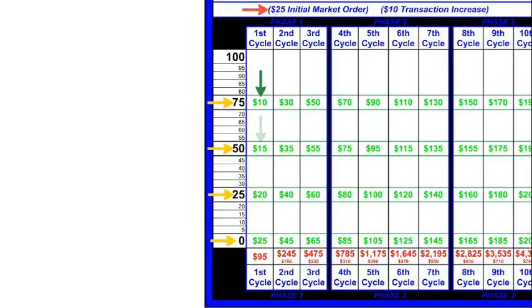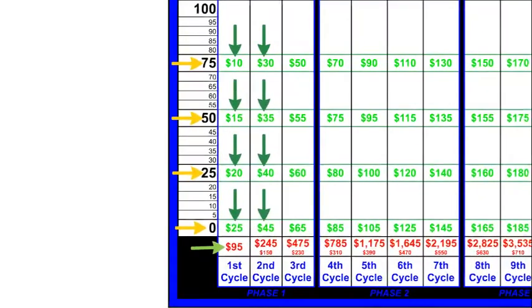So if you add up 25, 10, 15, 20, 25, you'll get a total of $95. So the big number represents the total amount of the whole cycle so far that you've completed. Now, if you add up the 30, 35, 40, 45, you'll get a total of $150. So the small number represents that particular total cost for that particular cycle. Now, if you add the 150 to the 95, you get a total of 245. So that 245 represents the total for those two cycles.